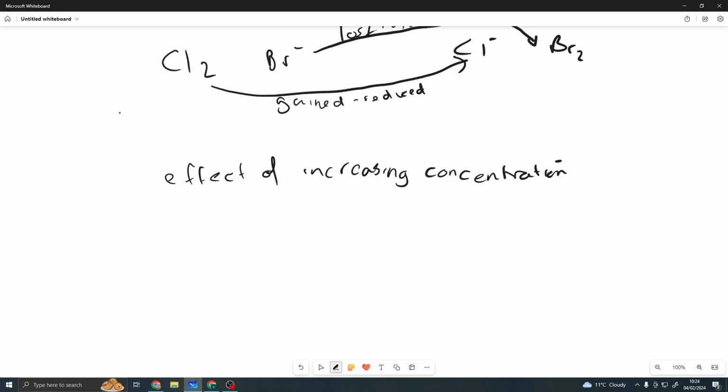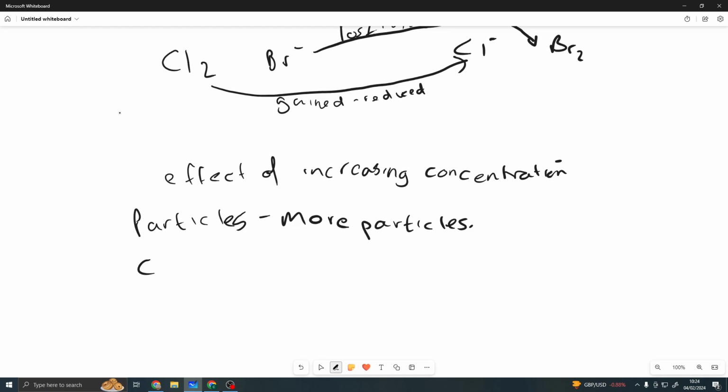Now the first thing you need to do is talk about the particles. What is the effect of increasing the concentration on the particles? Well, if you increase the concentration, you will have, very simply, more particles. Higher concentration, more particles. Simple as that. Don't talk about energy, that's a temperature thing. You just have more of them.